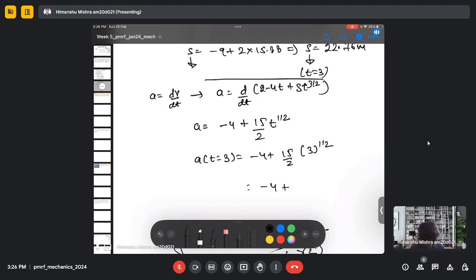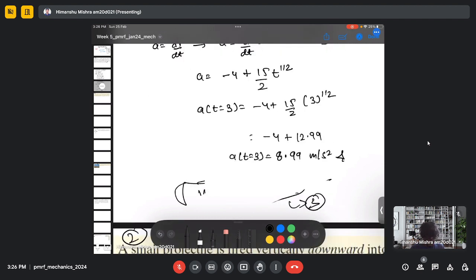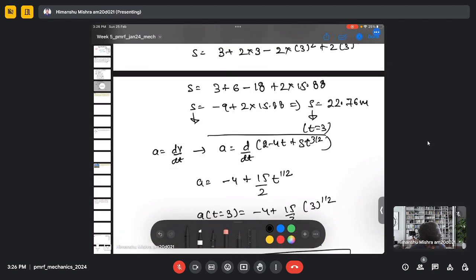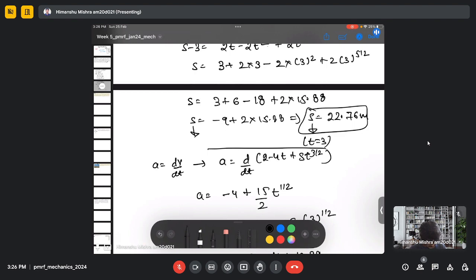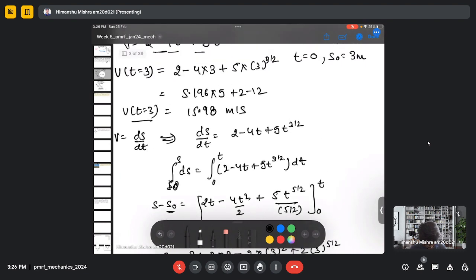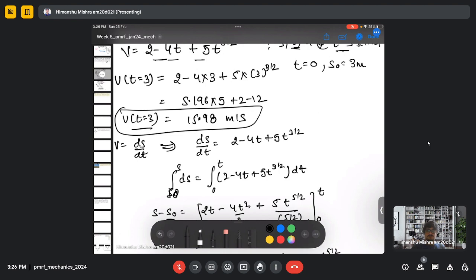Minus 4 plus 12.99. So acceleration at t equals 3 will be 8.99 meter per second square. Sorry. So this is my acceleration, and this is my position, and this is my velocity at time t equals 3.